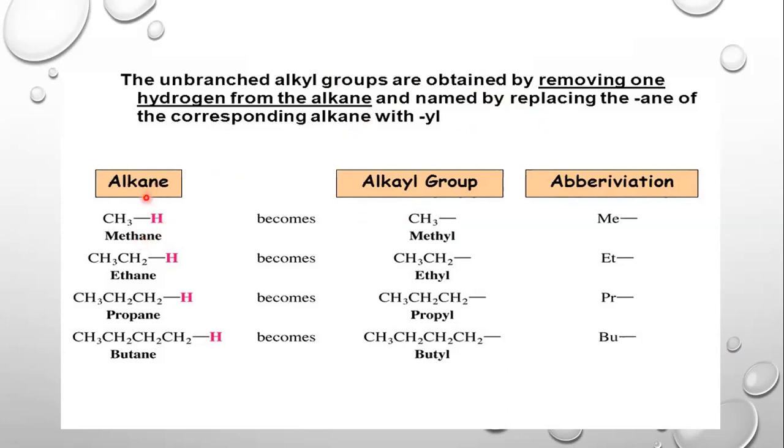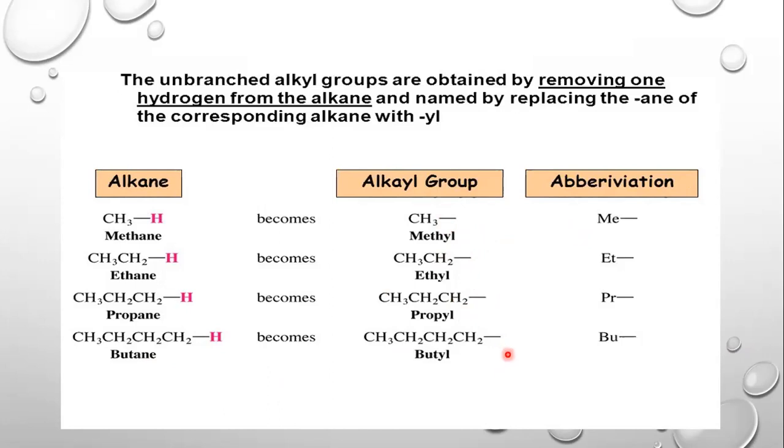In methane, when a hydrogen atom is replaced, it becomes methyl and it is abbreviated as Me. When a hydrogen atom is removed from ethane, it becomes an ethyl group. From propane, when a hydrogen atom is replaced, it becomes a propyl group. When one hydrogen is replaced from butane, it becomes a butyl group, and then one bond is free. In all these alkyl groups, one bond is free, and this bond can be attached to any functional group.